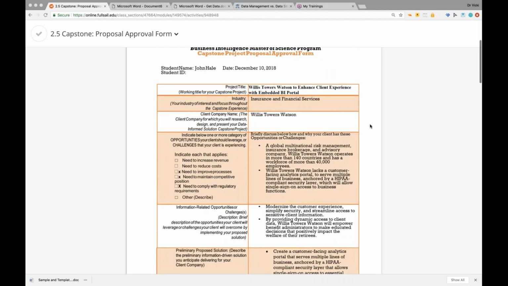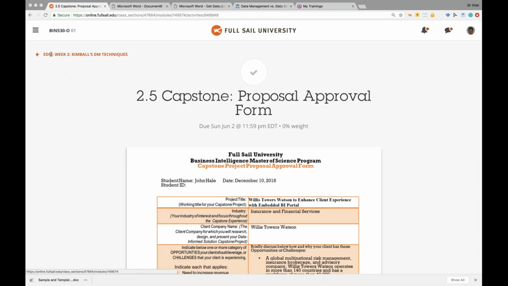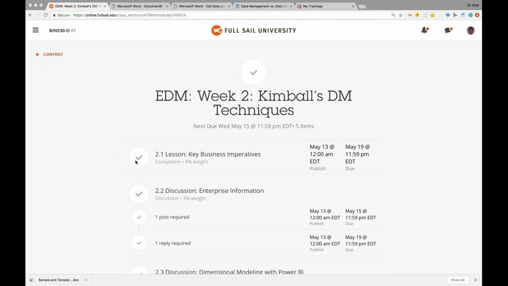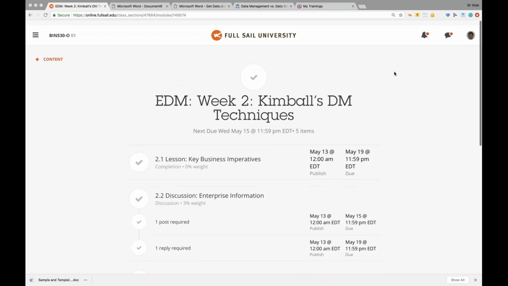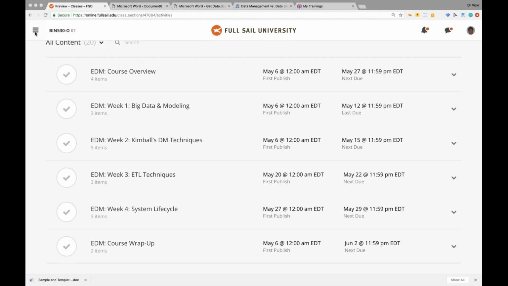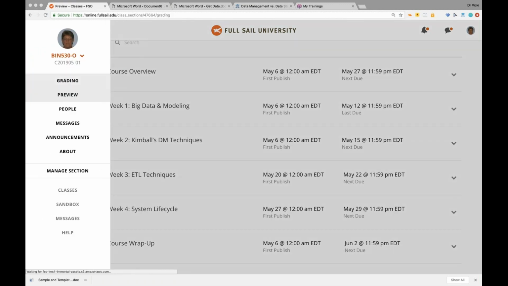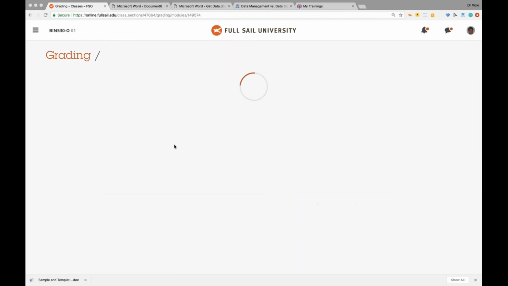Okay, I got it. So how do I send the screenshot to you? Okay, after you screenshot it, you go into, let me go back. We're on discussion 2-3? Two, three. Okay.